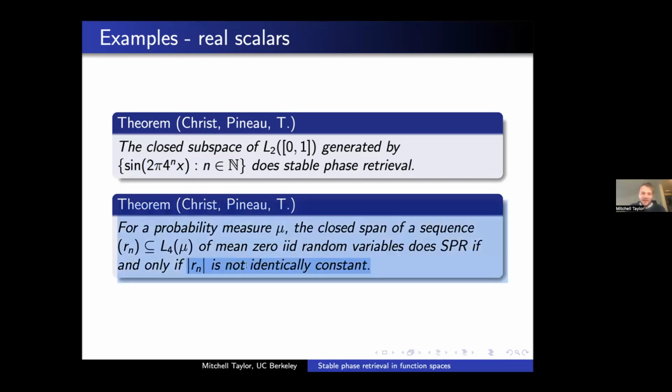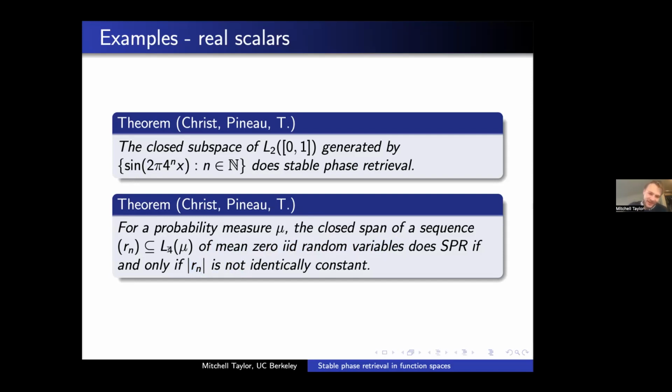So if I started with a function with absolute value identically constant, and I make an IID sequence out of it, the absolute value would still be constant for all choices of n, and then clearly the magnitude of the function wouldn't determine the function. But this is the only obstruction when working with IID variables. So the theorem says that I take any mean zero IIDs, as long as that sequence is not identically constant in modulus, the closed span of it will do stable phase retrieval.